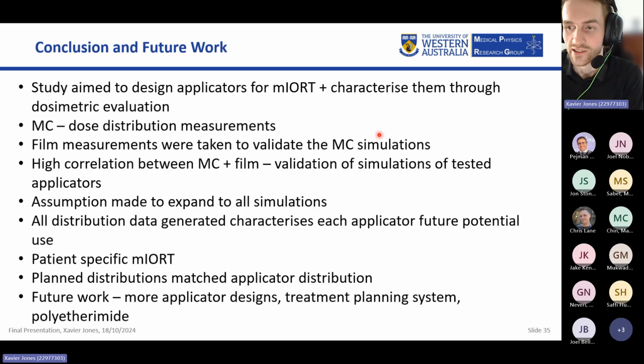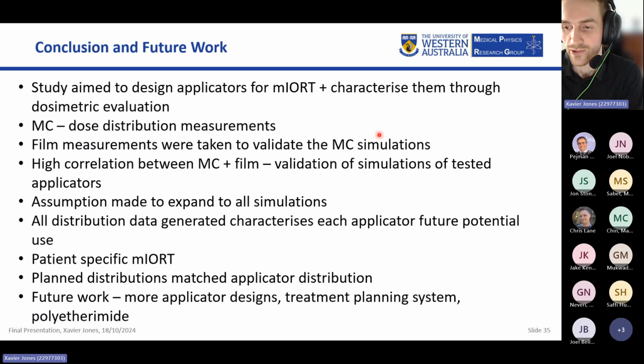The aim of this study was to design and characterize applicators for modulated intraoperative radiotherapy through dosimetric evaluation. Monte Carlo simulations were performed to generate dose distribution data, which were validated through film measurements. The high correlation between the Monte Carlo and film data provides validation for the simulations of the tested applicators, but also an assumption can be drawn from this that all the simulations can be considered valid based on this data.